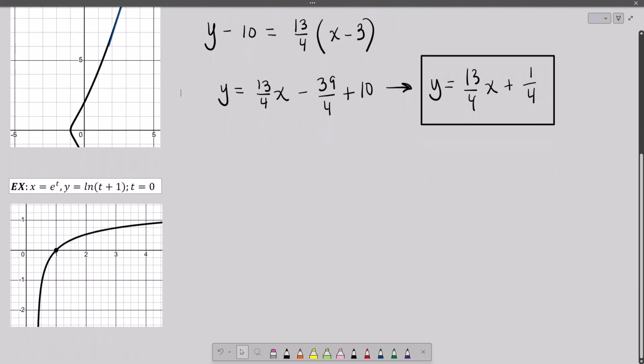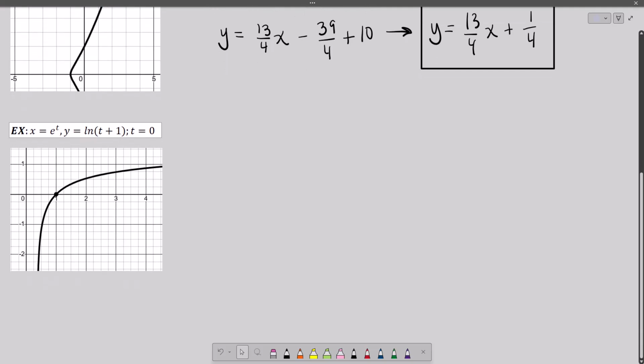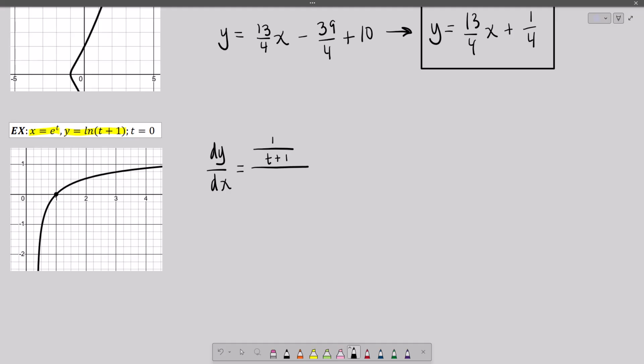Let's try another one. So, what is dy/dx here? Tell me what dy is. Tell me the numerator first. 1/(t+1). Yeah, 1/(t+1). So we're taking the derivative of a log function. Derivative of log is 1 over the inside, multiplied by the derivative of the inside, but the derivative of the inside here is just 1.